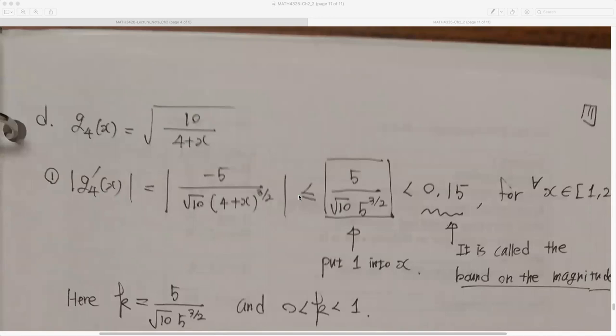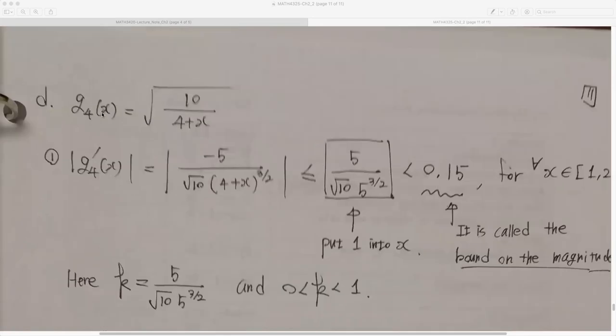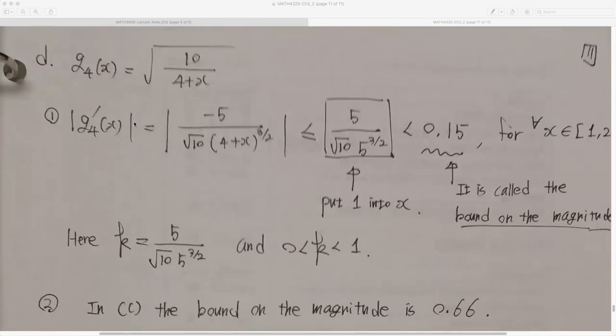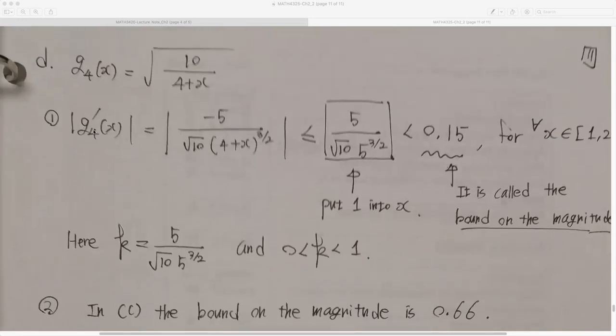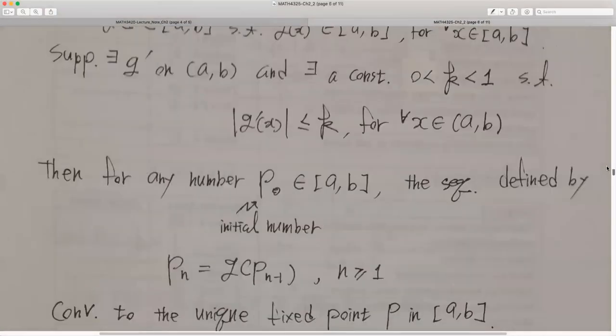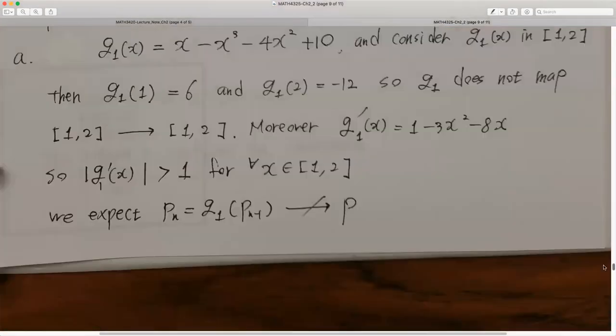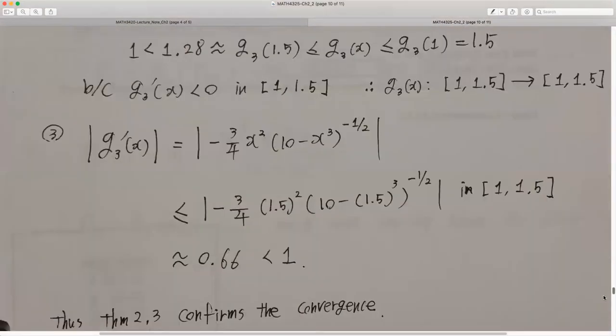Now D, the bound on the derivative of G4. Give me a second. I forgot the, yeah, D. See that this definition of G sub 4 works, but it takes 15 iterations. So why? We'll see that. Let's see D. Where is D?